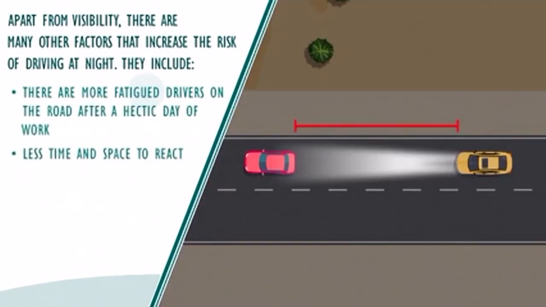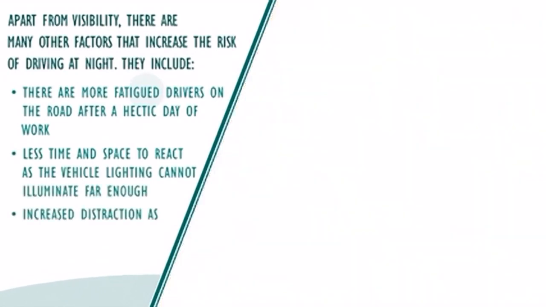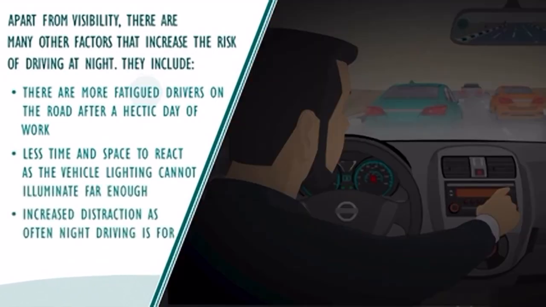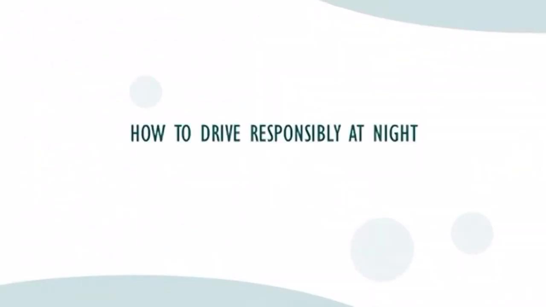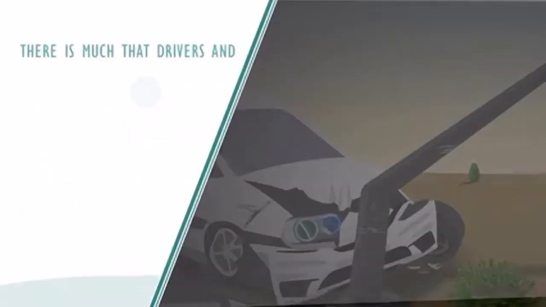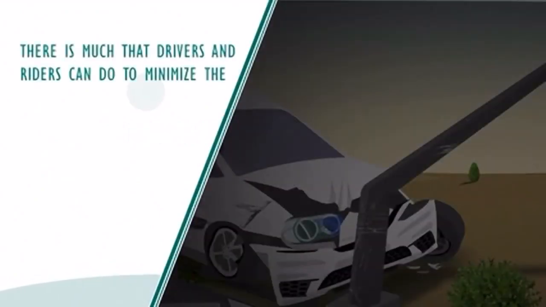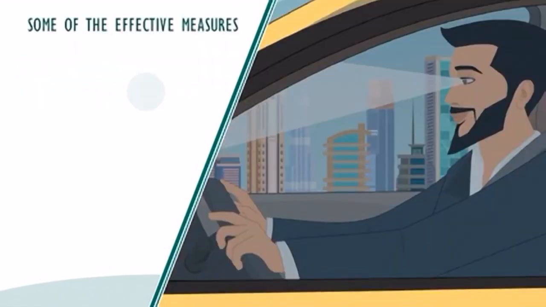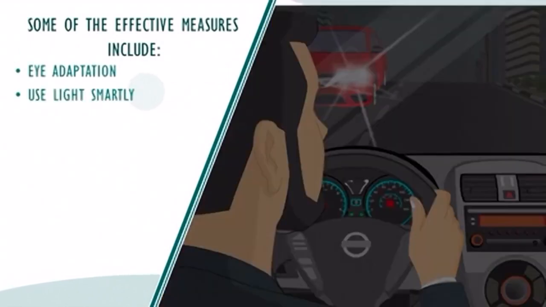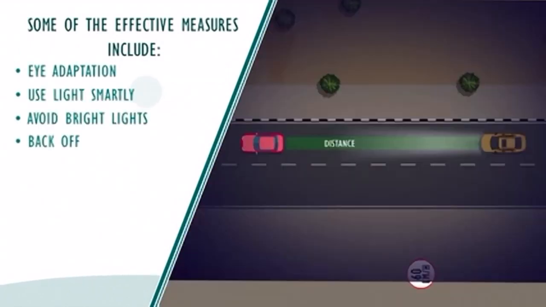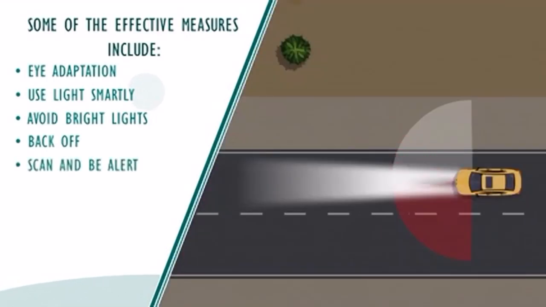Less time and space to react as the vehicle lighting cannot illuminate far enough, increased distraction as often night driving is for recreational purposes. How to drive responsibly at night. Now let's see how to drive responsibly at nighttime. There is much that drivers and riders can do to minimize the after-dark dangers. Some of the effective measures include eye adaptation, use light smartly, avoid bright lights, back off, scan and be alert.